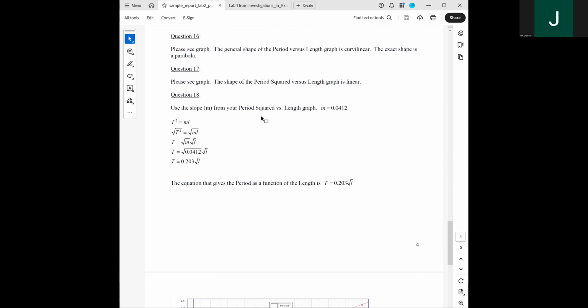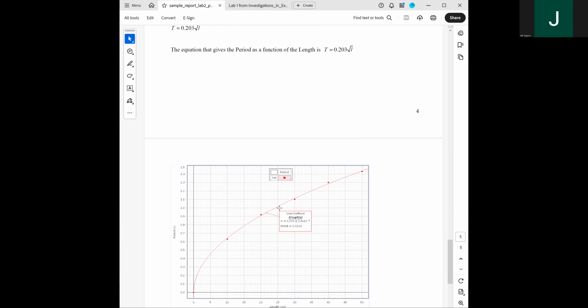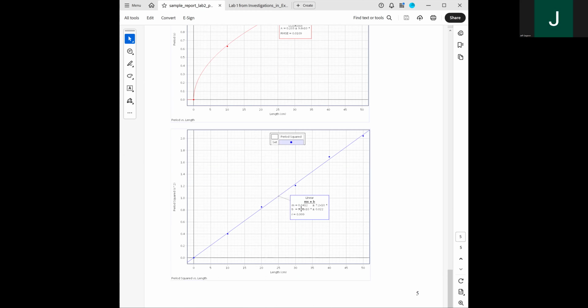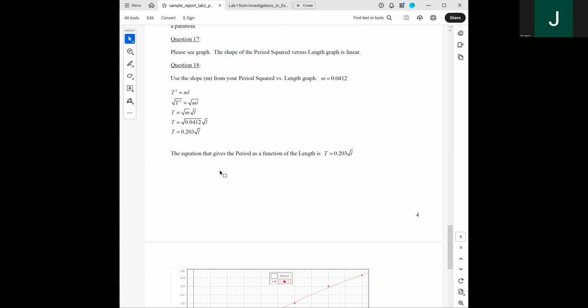And then question 18, remember we had to come up with an equation that gives the period as a function of the length. So we came up with this equation, T equals the square root of m times the square root of L. But now you're going to plug in your slope value that you got from your period squared versus length graph from question 17. In fact, if I go to the graph right here, remember that m is this value right here. So 0.0412 is my m. You're probably going to get around 0.04, somewhere around there. Don't worry about this error term here. You just need that first number. So I plug that in for m here, and when you take the square root of 0.0412, I get 0.203. Remember I said ultimately you're going to end up with something around 0.2-ish. So that's my final equation. The period is equal to 0.203 times the square root of L.